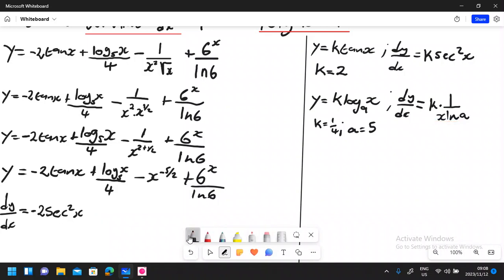Okay, so this is going to be plus, and then what is our k? Our k is 1 over 4, multiplied by the derivative of this log. So we know that the derivative of log is 1 over x natural log a. What is our a? It's 5 in this case, and this is how you derive this one.